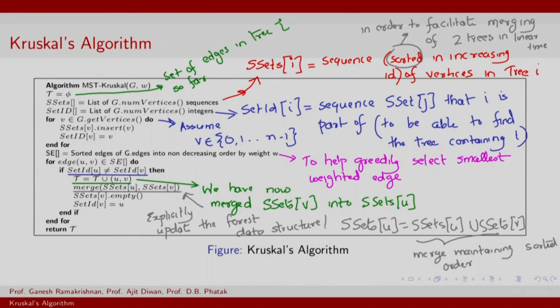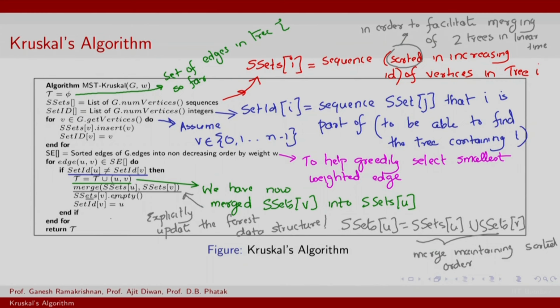And then you empty S sets V, which is the next step, and then update the set for V to be U. The set index for V is now set to U. Let us see the Kruskal algorithm in action, and I will also suggest that you think about the convergence of this algorithm using the following loop invariant.